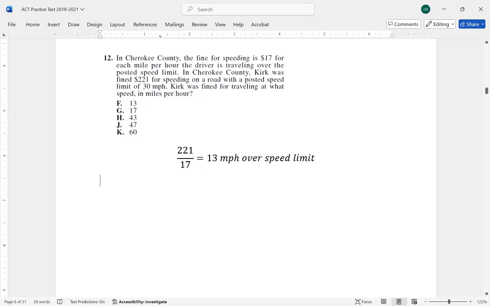It doesn't ask us for the miles per hour over the speed limit, but rather it asked me for how fast he was traveling, like what was his speed. Since the speed limit is 30 miles per hour, we tack that 13 on to the 30 miles per hour, and get that Kirk was traveling at 43 miles per hour. So the answer to question 12 is H, 43.